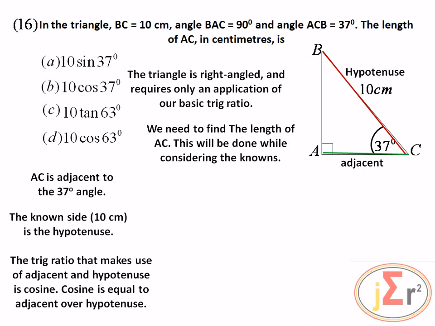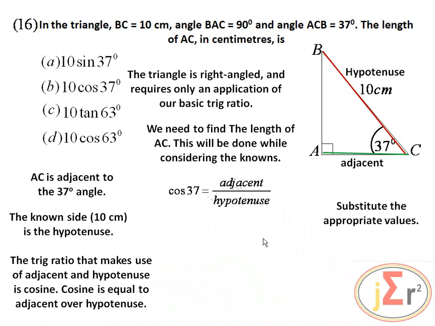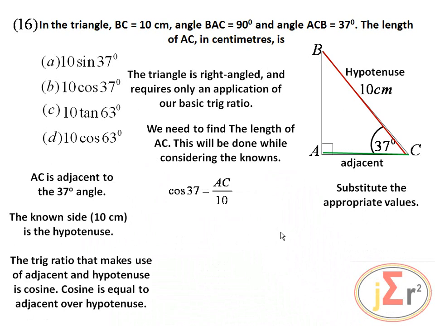But that is not sufficient. We also need to know that cosine is equal to adjacent over hypotenuse. So cos 37 is equal to adjacent over hypotenuse. Substitute the appropriate values: the value for the adjacent and also for the hypotenuse. So cos 37 is equal to AC over 10.